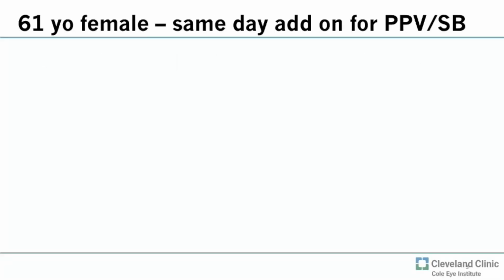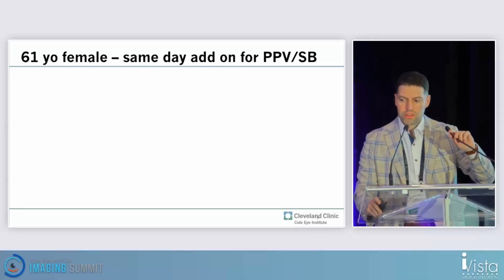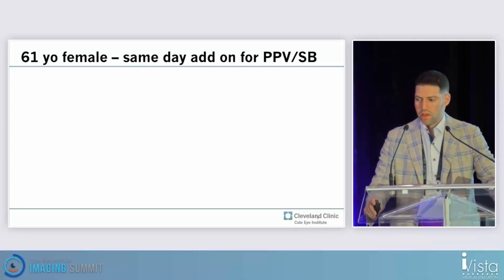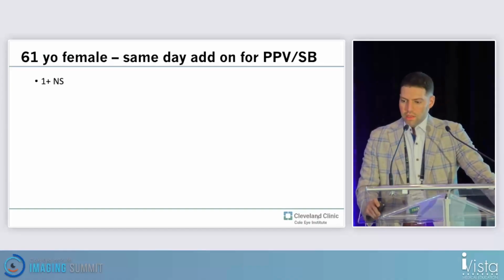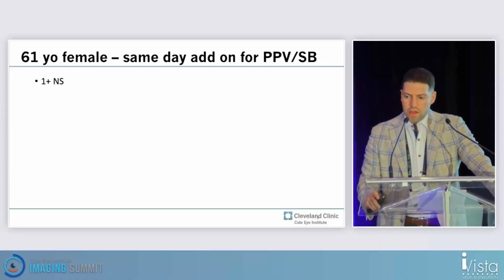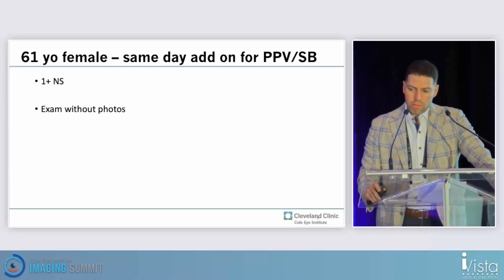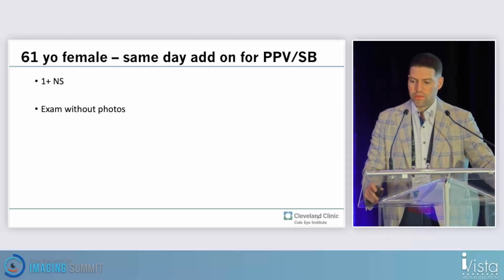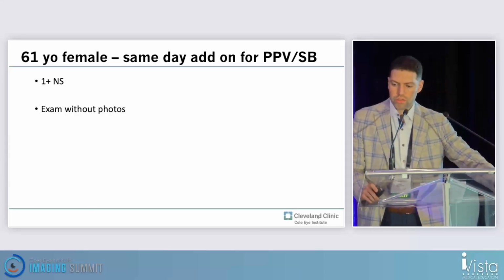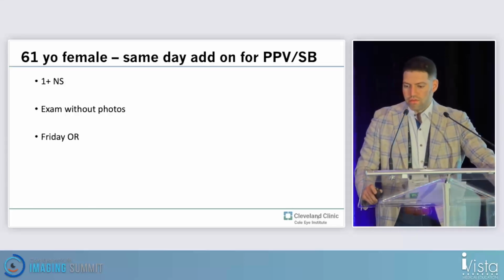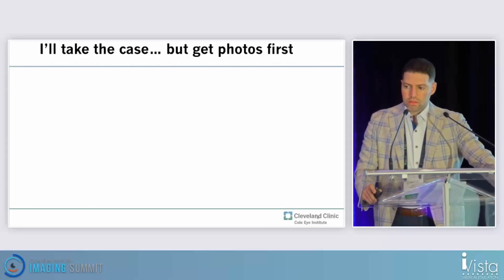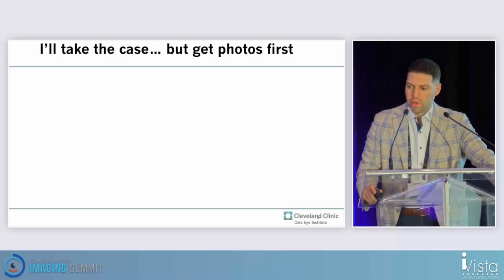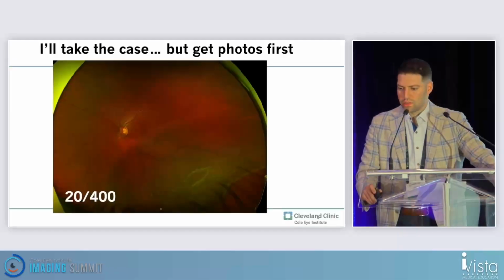So we're going to start with a case. This is a 61-year-old female. She's a same-day add-on in my OR day for a vit buckle. And she was scheduled, as I said, for a vit buckle, 1+ NS. Exam was done without photos, so not everyone gets photos for all the patients, which is fine. I have a Friday OR, decided to take the case, but I wanted to get photos first, so just had the patient go upstairs, get some pictures.